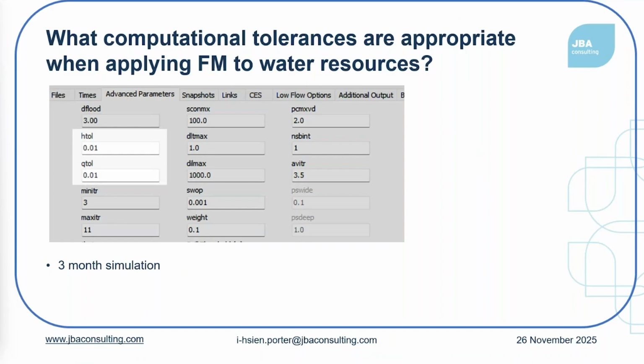The values I'm showing on screen, they're the default values, but what makes these particular values acceptable for a flood study? And what values would be appropriate for a water resource study? And how would we assess that? And I don't think we understand that enough yet, but by doing this work on the Grand Union Canal, these questions that we haven't really considered before are now becoming a lot more relevant.